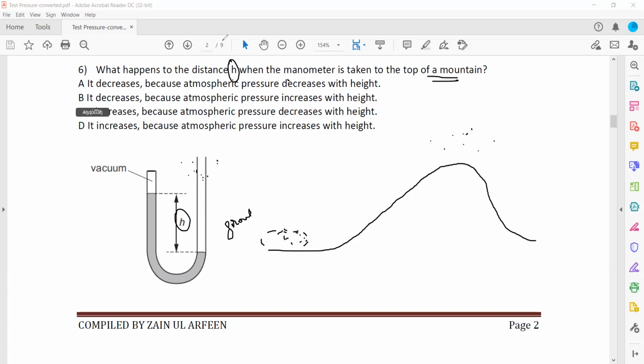There will be less pressure. As there is less pressure, the difference in the level will decrease. So this value of h, initially it was higher when it was on the ground, but when you take this to the mountain, it will decrease because the atmospheric pressure decreases with height. So A is the right answer. Is it clear? But if the same manometer was open on both sides, then there will be no change. Why? Because the pressure will be the same from both sides.